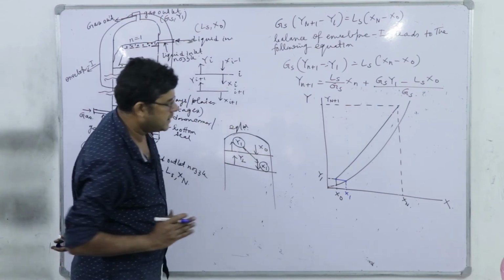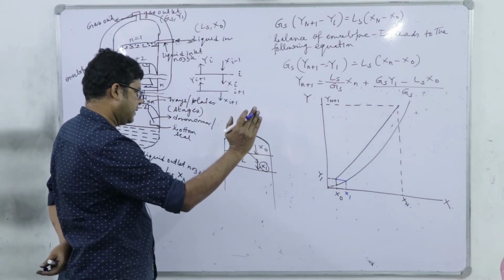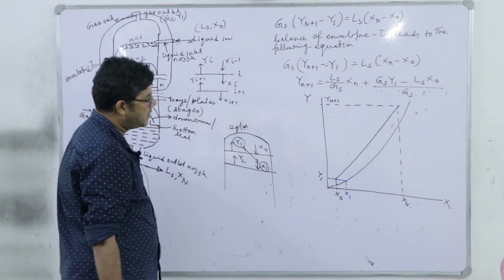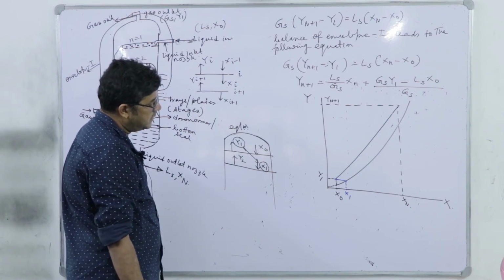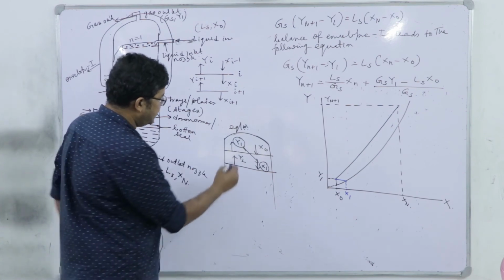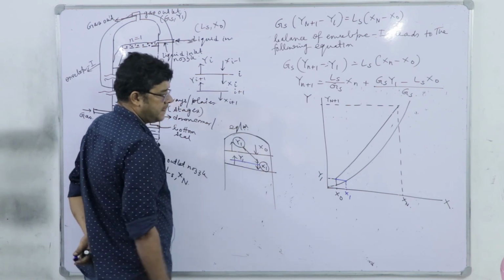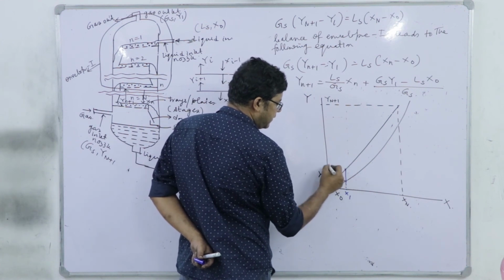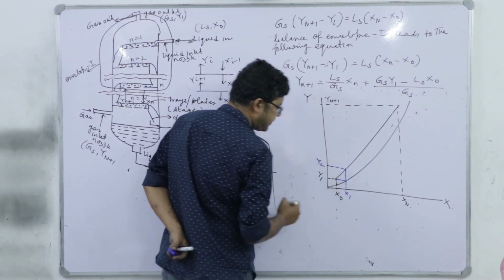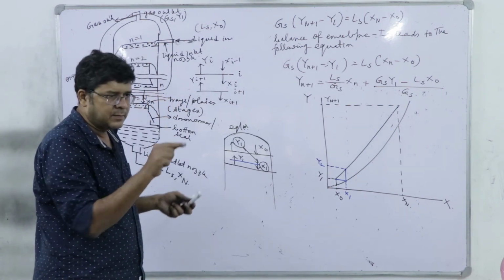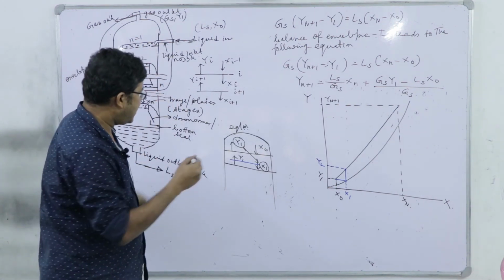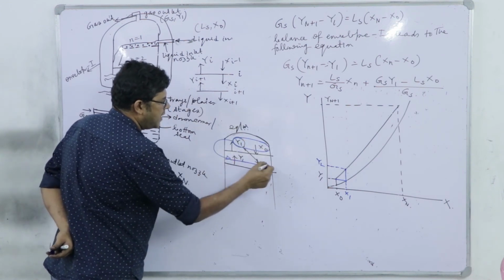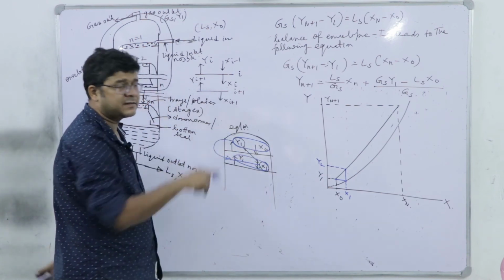Now, from X1 if I move upward, keeping X1 same, the point where I intersect the operating line must be Y2, because the operating line relates these two. So, this is Y2, right. Once I draw a stair, we were initially at these points, we have drawn a stair and we are going here. So, we have crossed a stage.